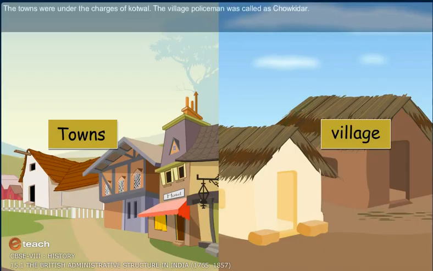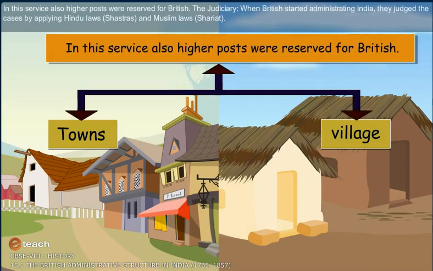The towns were under the charge of the Kotwal. The village policeman was called Chaukidar. In their service, also, higher posts were reserved for the British.